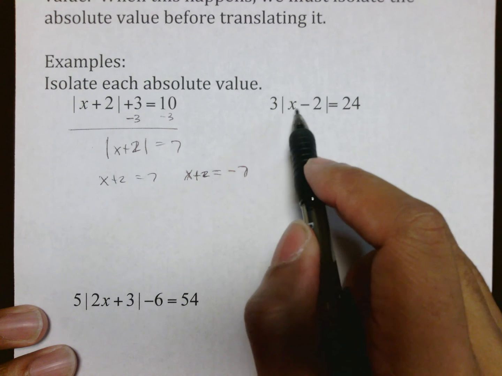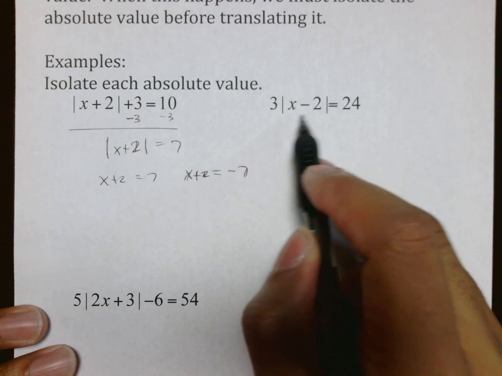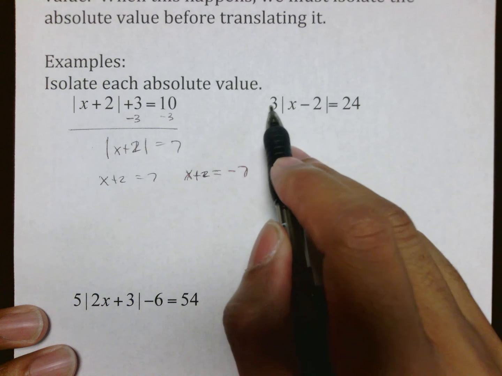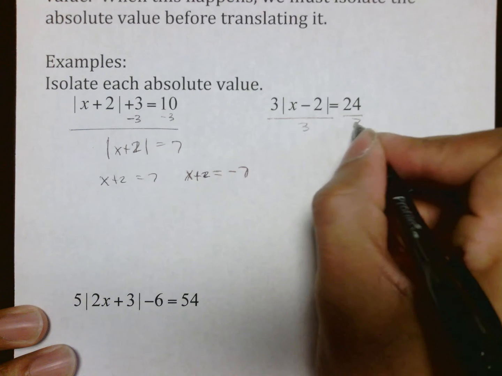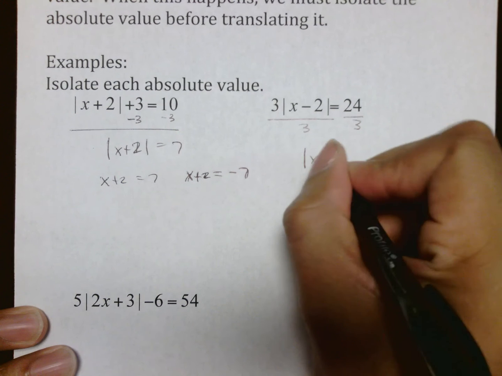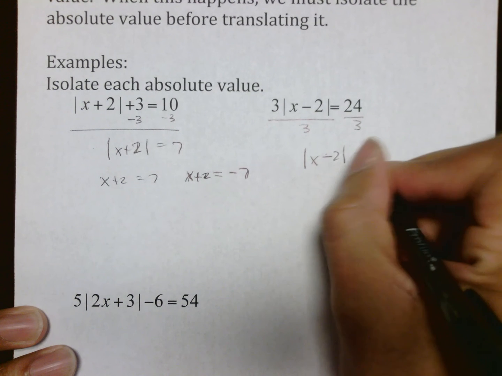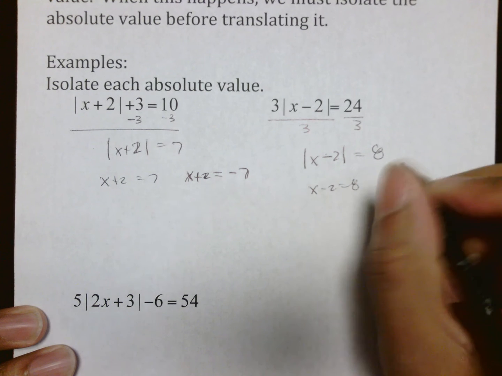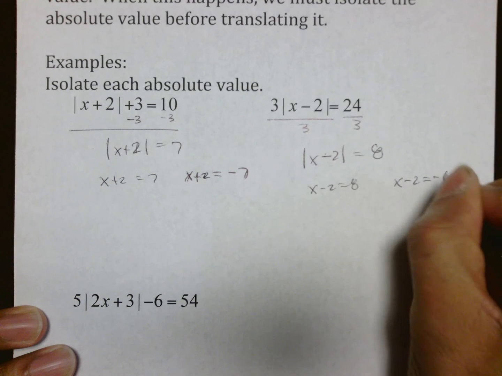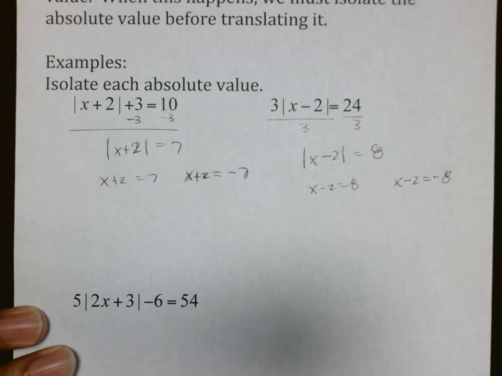Same thing here. This is Clark Kent, this is your absolute value, but there's a number that doesn't belong. But notice this number is directly attached, and so what we can do is we can divide both of these by 3. We can bring down our absolute value of x minus 2 equals 8, and now we can put x minus 2 equals 8 and x minus 2 equals negative 8 and go from there.